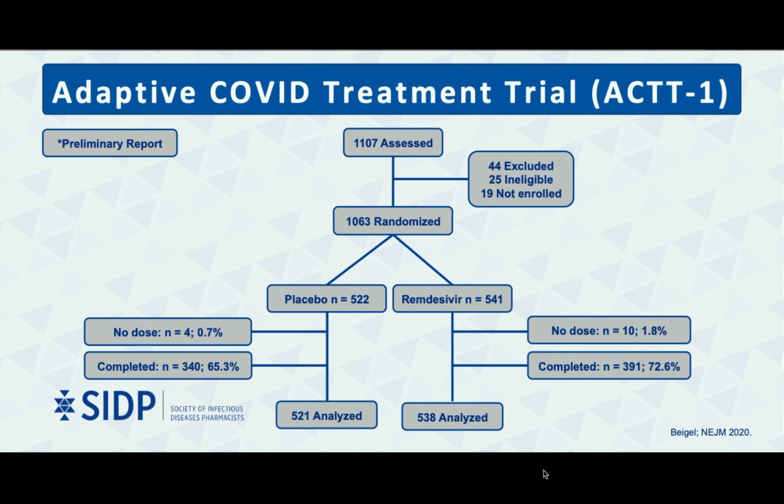Of the 522 patients randomized to placebo, 340 or 65% had completed the study, including death or recovery by the time of publication, and 521 patients were included in analysis. For the remdesivir arm, 541 patients were randomized, 391 or 73% had completed the study, and 538 of these patients were analyzed as well.